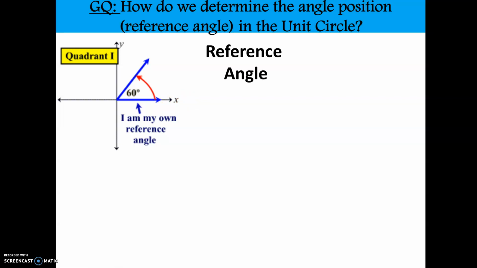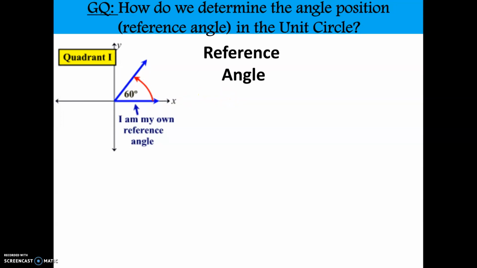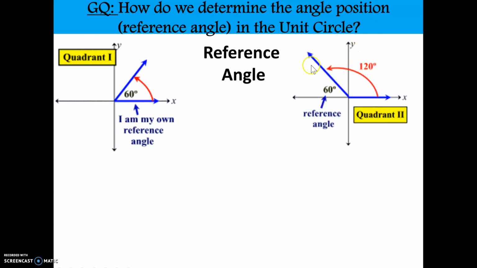That angle is the reference angle. Now, what about the other quadrants? The other quadrants are the ones that we need to focus on. In the second quadrant there will be a range of angle measures between 90 and 180. So 120 would be a good example for the second quadrant. Even though it's 120, the reference angle is 60 degrees.